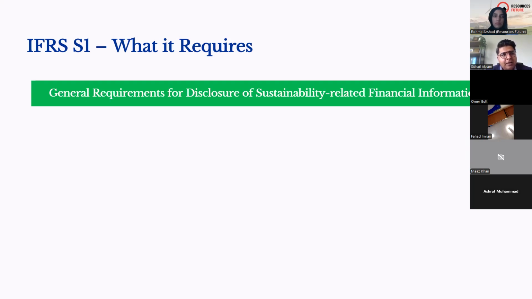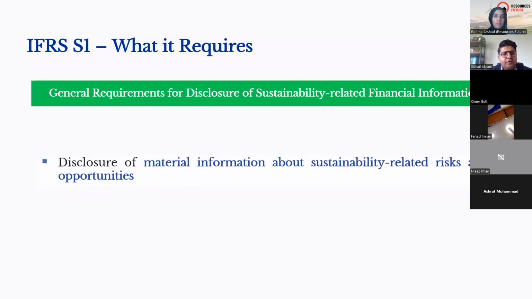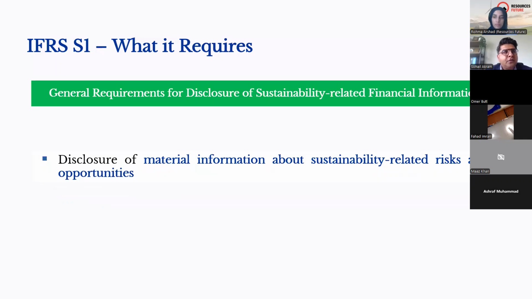Then another aspect, if we look at IFRS S1, is that it requires us to disclose material information about sustainability-related risks and opportunities. So there are a few terms that are used here. First is the sustainability-related risks and opportunities. And in terms of sustainability-related risks and opportunities, an important element is the requirement to disclose material information.